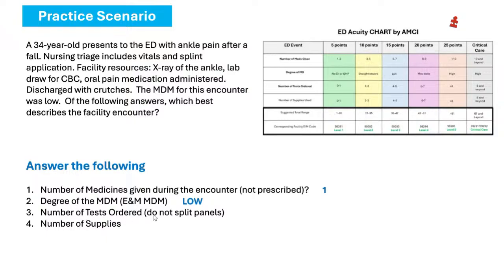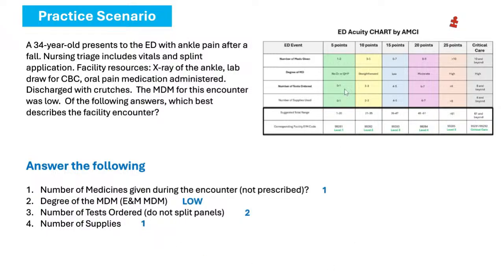So the number of tests ordered is two. We had an X-ray of the ankle and a lab draw for the CBC. Now, how many supplies were used? Well, it says that the patient was discharged with crutches. So we have one supply. So this is basically how you quantify.